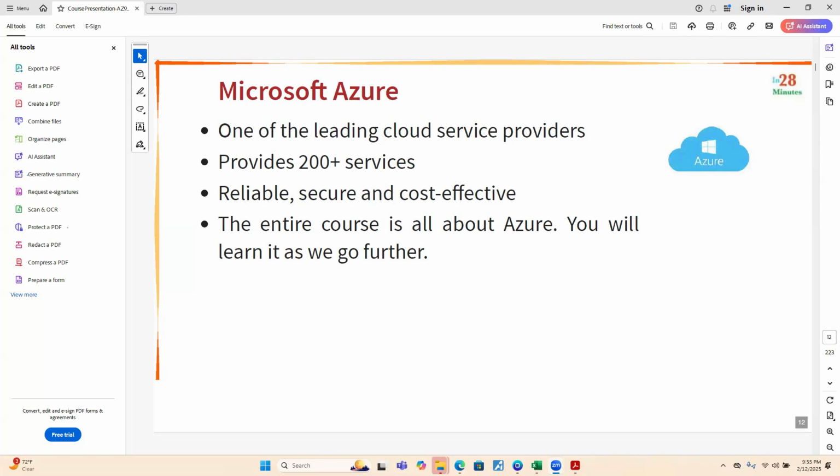Okay. So there are a lot of cloud service providers that you're having. One is Microsoft Azure, the second one is Google Cloud Provider, and the third one is AWS, Amazon Web Services. These are all the different types of cloud service providers that you're having in the market. Now, Microsoft Azure. What is this Microsoft Azure here?